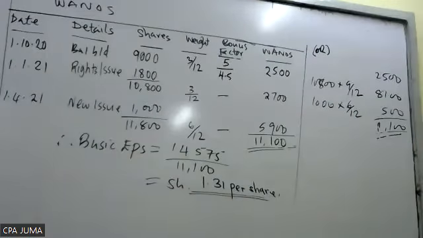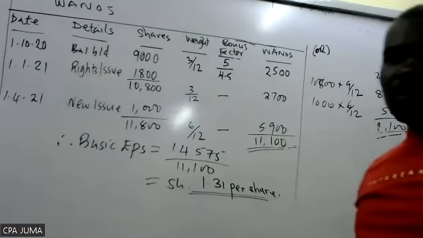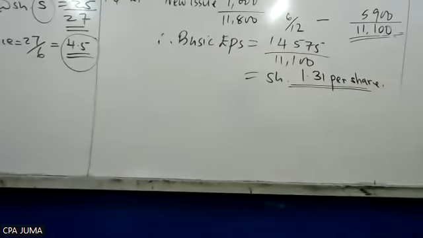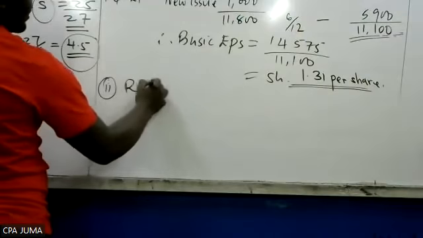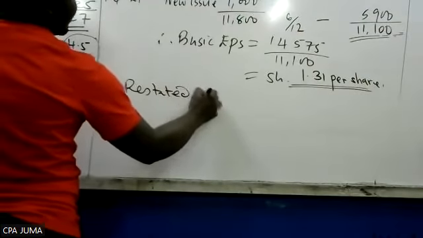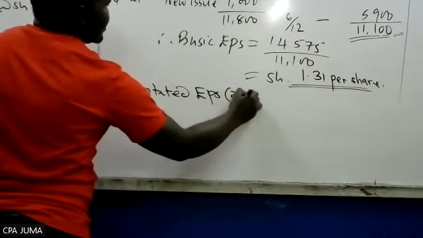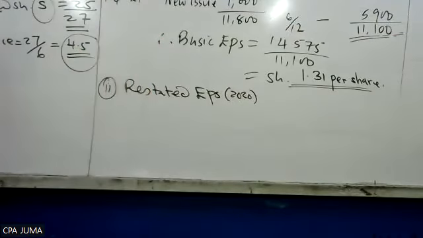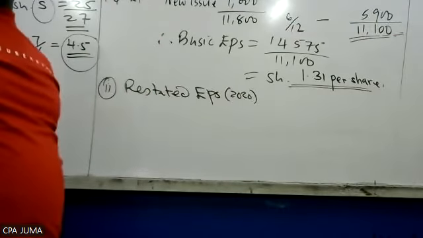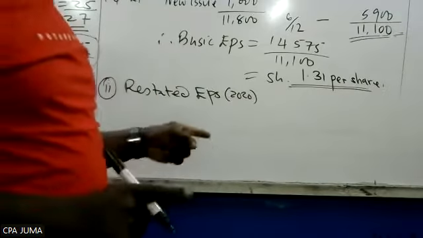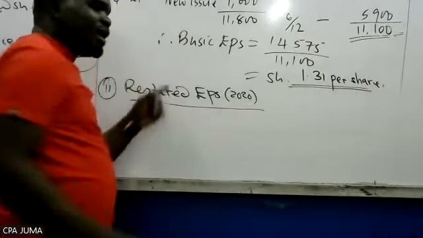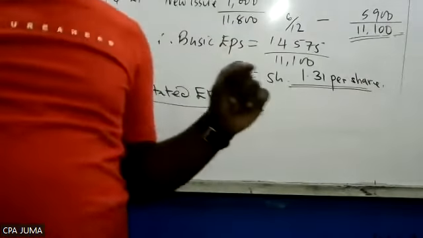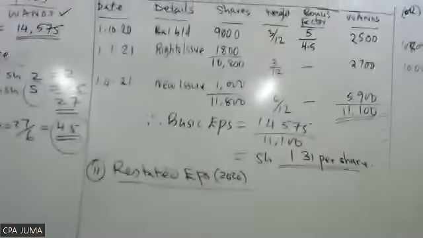Okay. Let's go to Roman 2 of the question. Roman 2, they want restated EPS for 2020. For 2020. So when they want restated EPS for 2020, check what happened in 2021, which is of concern, and you want to take it to last year.